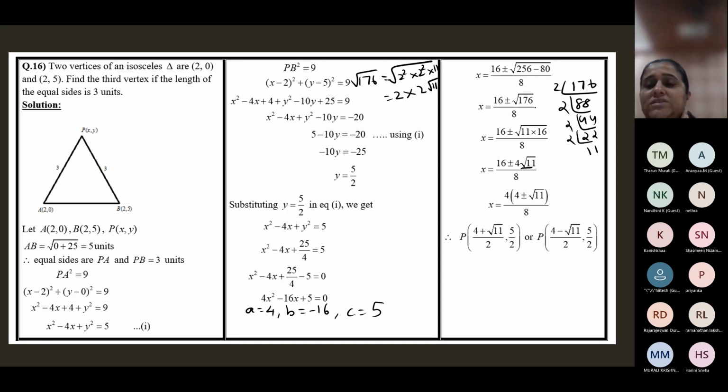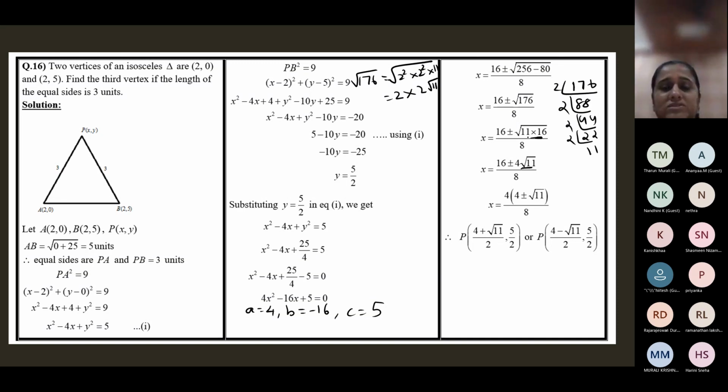Okay. So root of 176. However, this working can be different. I've written 16 into 11. If you know the tables, 16 11s are 176. Why do we write 16 11s? Because 16 is a perfect square, so I wrote it as 16 into 11. You can find the prime factors like this, and you can write it as root of 2 square into 2 square into 11.